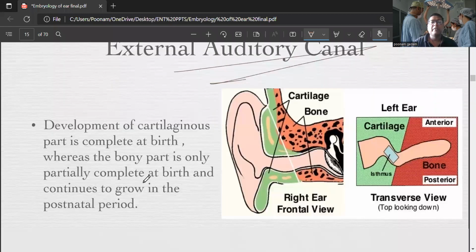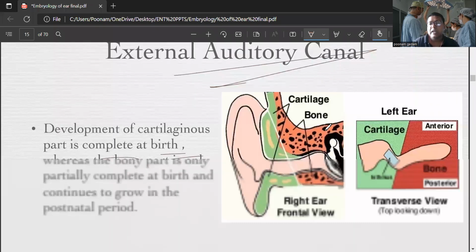Development of the cartilaginous part is complete at birth, whereas the bony part is only partially complete at birth and continues to grow in the postnatal period. This is cartilage, this is the bone.